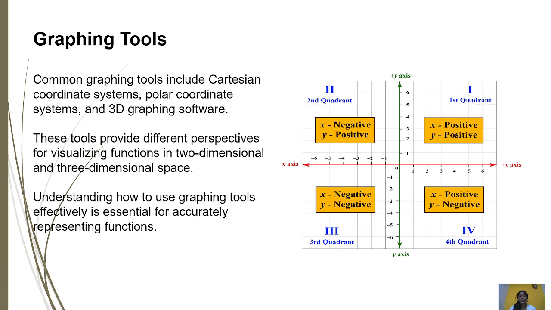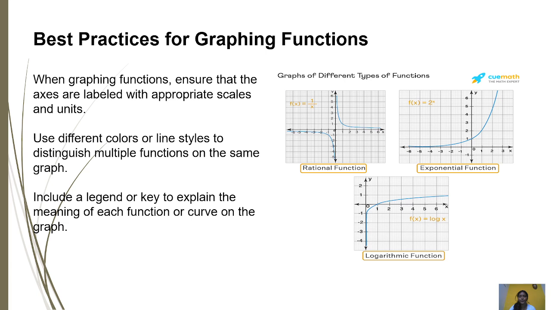In the four quadrants, in the first quadrant, x and y both the values will be positive. In the second quadrant, x will be negative and y will be positive. In the third quadrant, both the x and y will be negative. And in the fourth quadrant, x will be positive and y will be negative.